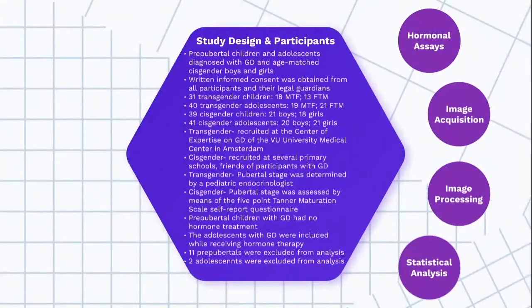In this cross-sectional study, which was approved by the local ethical committee, they included prepubertal children and adolescents diagnosed with GD according to the fourth revised edition of the Diagnostic and Statistical Manual of Mental Disorders, and age-matched cisgender boys and girls. A written informed consent was obtained from all participants and their legal guardians. There were 31 children with GD, 18 MTFs, 13 FTMs, and 40 adolescents with GD, 19 MTFs and 21 FTMs, and 39 cisgender children, 21 boys, 18 girls, and 41 cisgender adolescents, 20 boys, 21 girls.